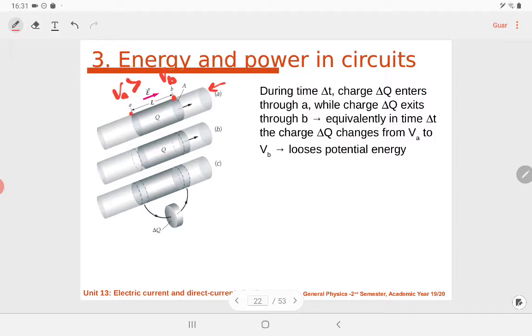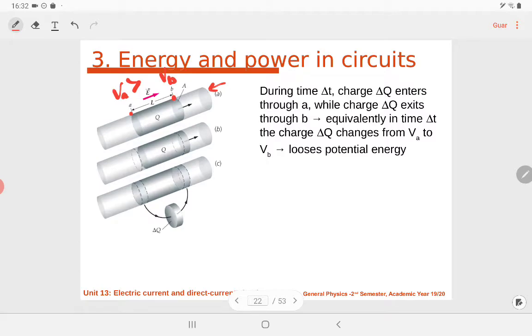which is equivalent to saying that we have established an electric field between these two points that's pointing towards point B. So this electric field is going to accelerate the charges, and the total charge is going to move. If we think it's a positive charge, it's going to move towards B. So this is at some instant.